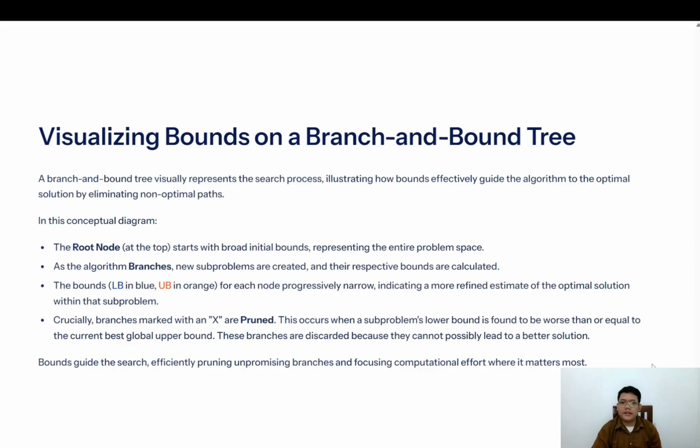Crucially, branches marked with an X are pruned. This occurs when a subproblem's lower bound is found to be worse than or equal to the current global upper bound. These branches are discarded because they cannot possibly lead to a better solution.